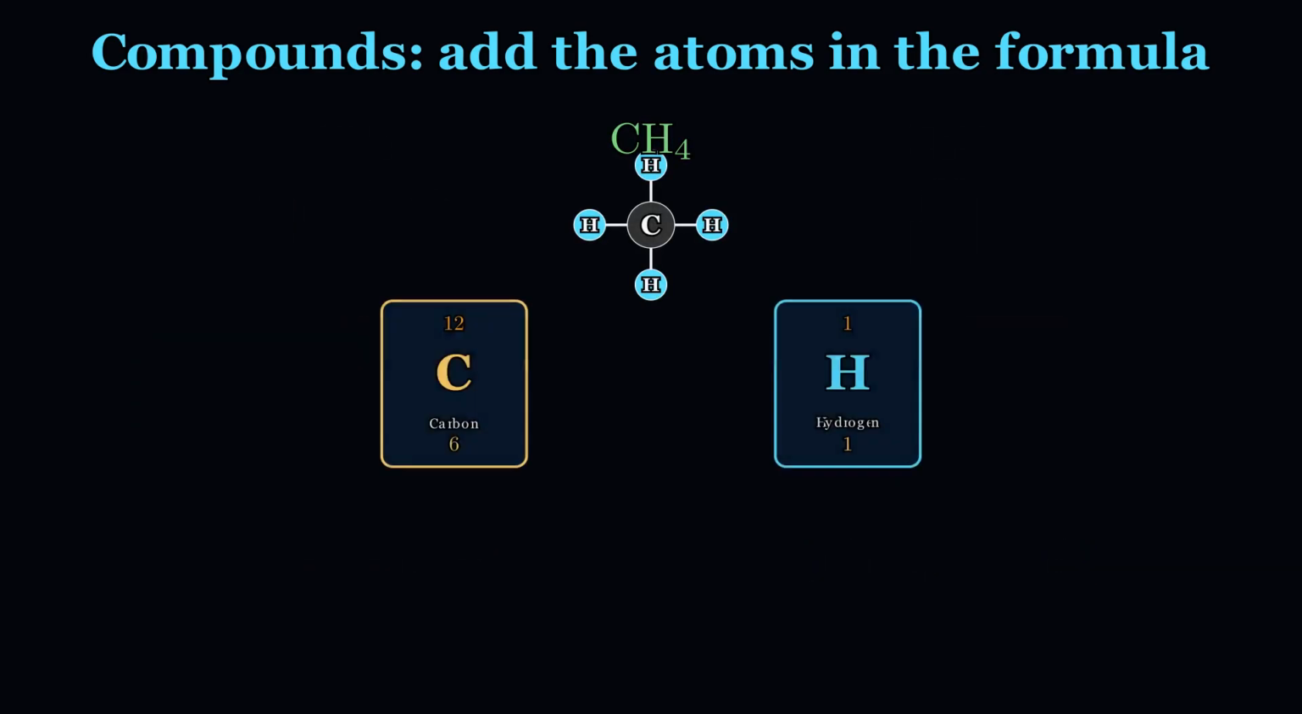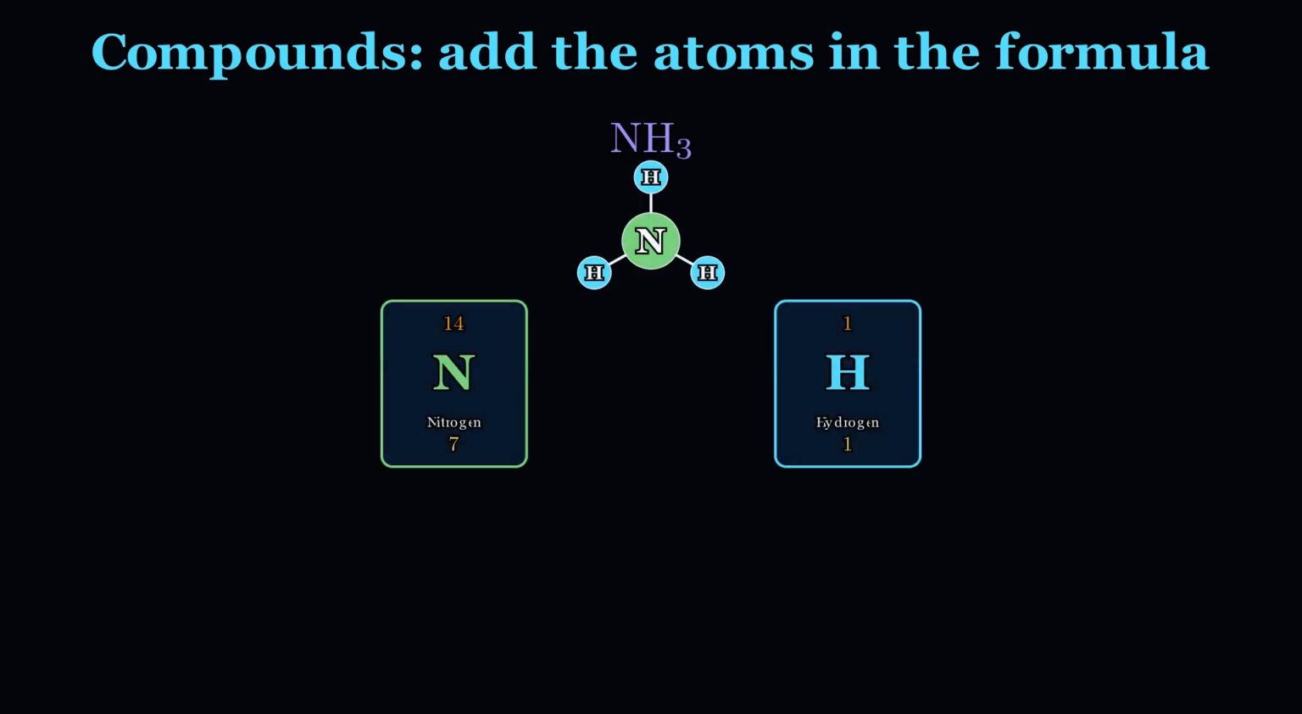Now methane. Carbon has a mass number of 12. Hydrogen has a mass number of 1. Methane contains 1 carbon atom and 4 hydrogen atoms. So the molar mass is 12 plus 1 plus 1 plus 1 plus 1. That gives 16 grams per mole. If we have 32 grams of methane, moles equals mass divided by molar mass. 32 divided by 16 is 2, so we have 2 moles of methane.